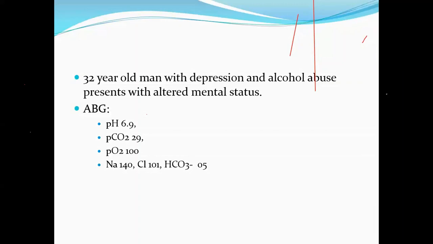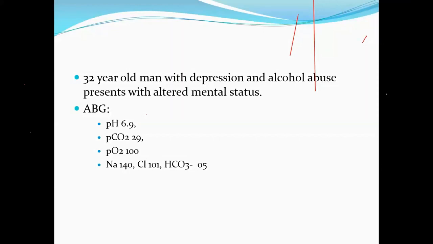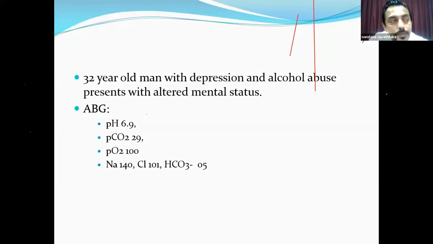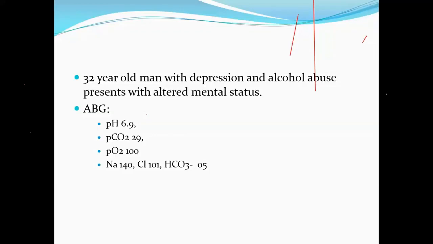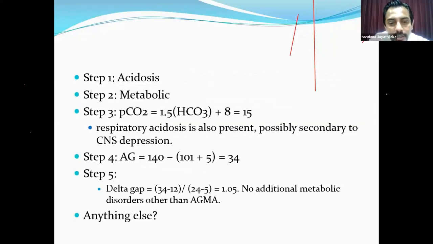This is metabolic acidosis with a high anion gap. Right. How about the compensation? Respiratory compensation? Partially compensated. Good. Acidosis, metabolic, step 3, carbon dioxide, which is given previously. Bicarbonate was 5. A respiratory acidosis is present, possibly secondary to CNS depression.